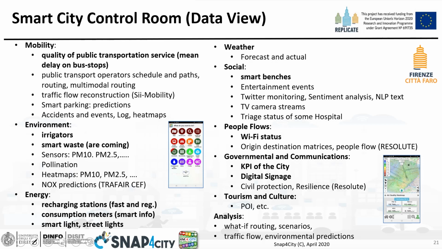Monitoring from COVID is also included, and people flow from Wi-Fi and from other information from apps. We compute the origin destination matrices from people flow to understand how the people are moving inside the city, and also we have connection with some KPIs to show, or to send the information to the digital signage is also possible.